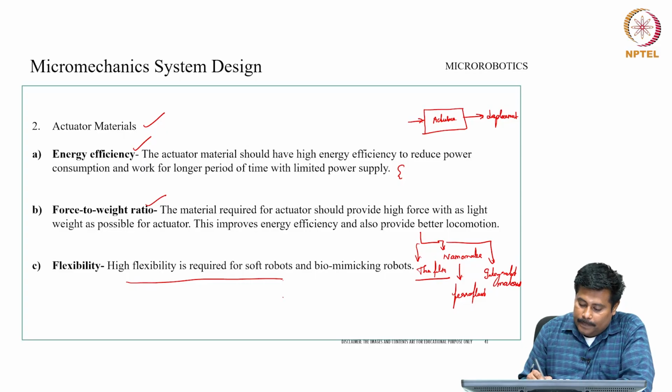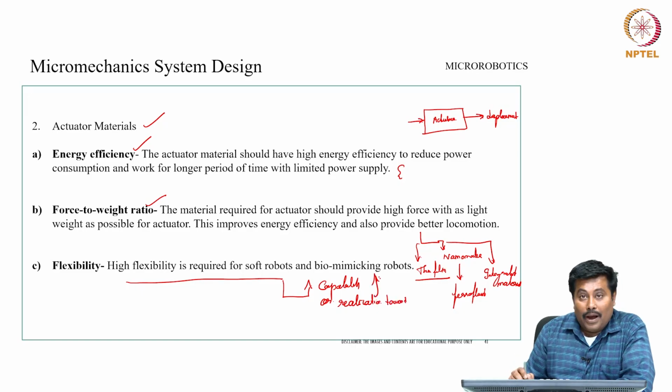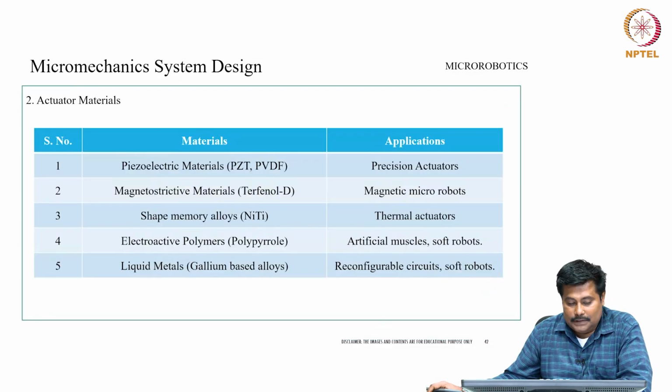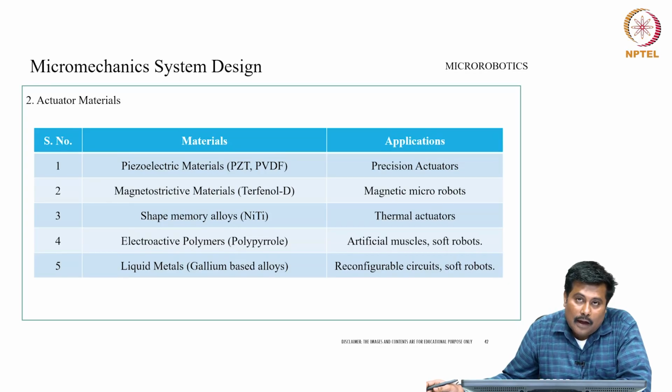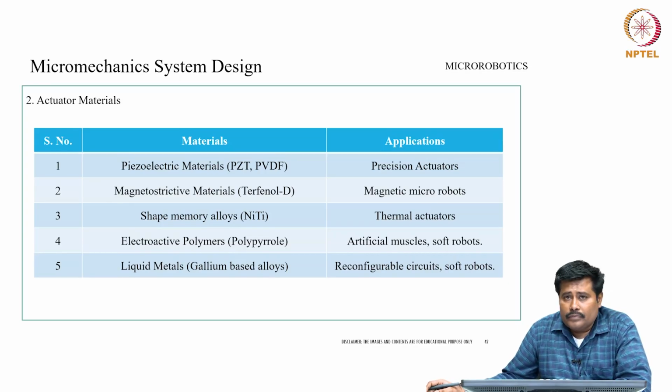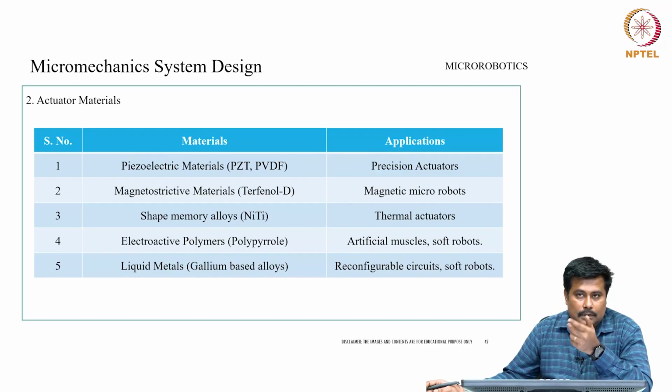Most importantly, it should have the capability of realization towards biomimicking robots. So that is one of the important key parameters which we may need to consider with reference to flexibility in the system. Now, there are different types of actuator materials which are highly contributing towards micro robotic applications, especially on a micron level as well as on a nano level.